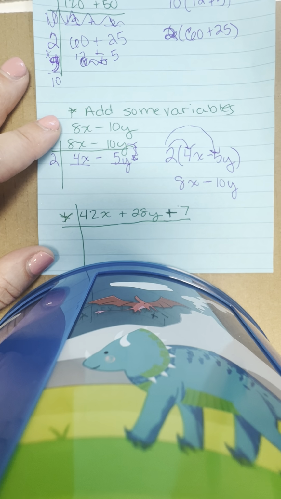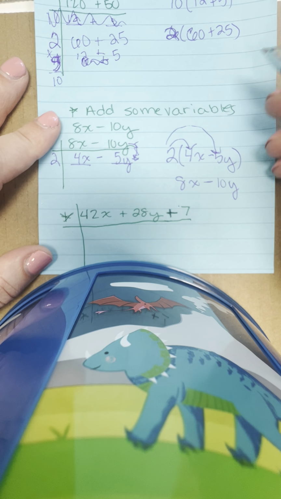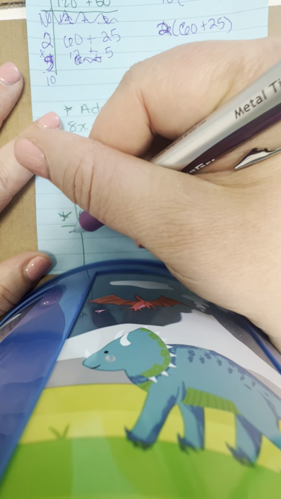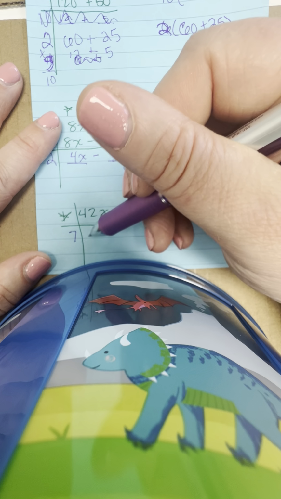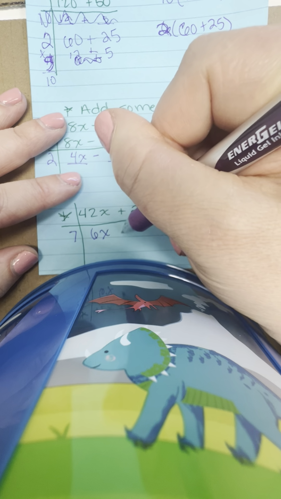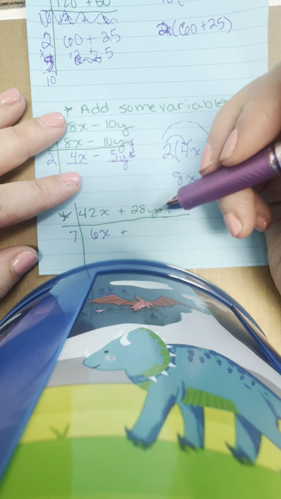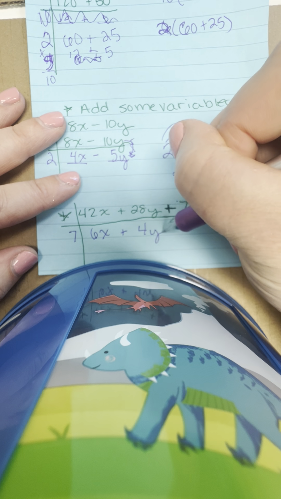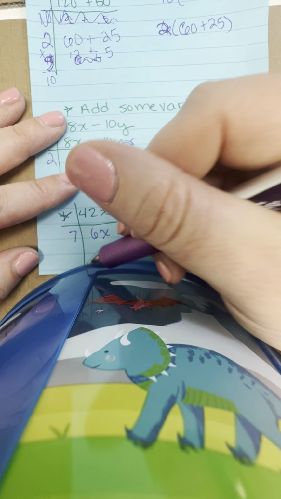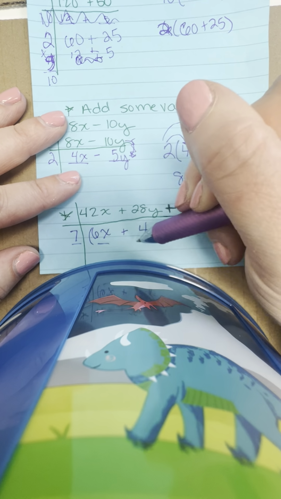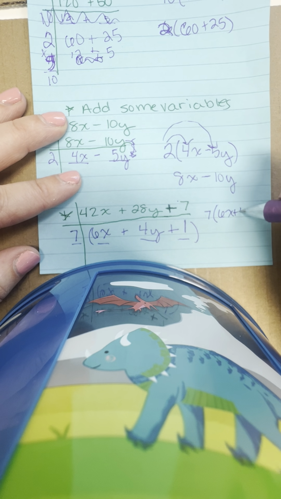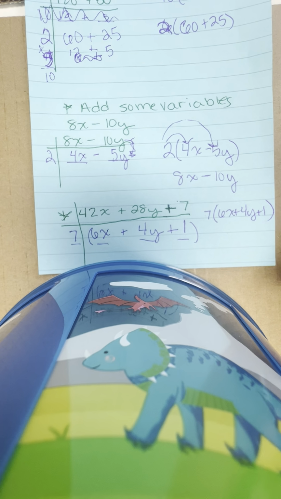All right, and then the last one, we have a 3-digit problem here. I mean, it's the same method, guys. So 42, 28, and 7. Well, the only number that it could be is 7, right? So 7 times what is 42? 6. And there's an x attached to that. So 6x. 7 times 4 is 28, but I have a y attached to it, so 4y. And 7 times 1 is 7. So this problem would just be like that. 7 times 6x plus 4y plus 1. I hope this helped.